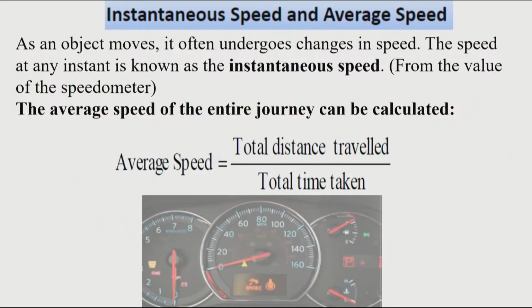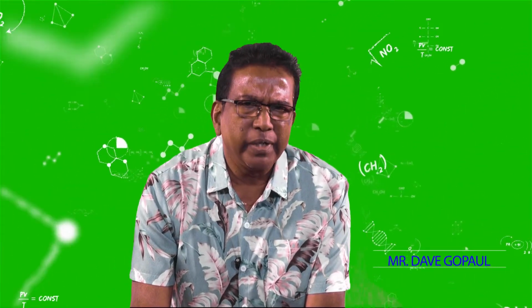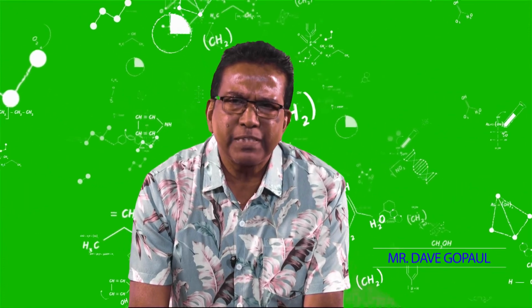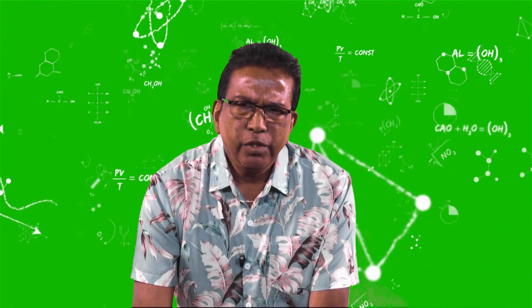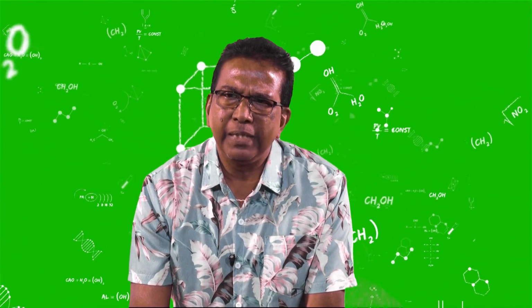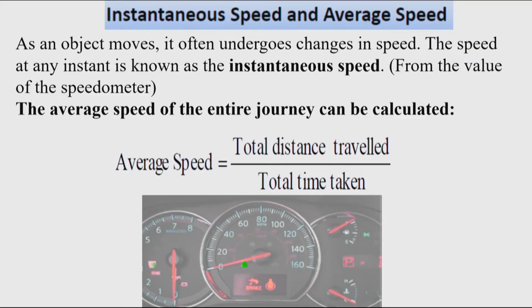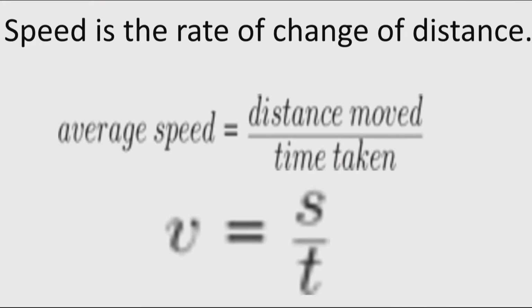Now, when you go to school, either walking or traveling by bus or the car, at any one time, you are not going at the same speed throughout the journey. At times you go faster, at times you go slower. Your speed at any one time is your instantaneous speed. But the speed with which you reach school is taken by the total distance covered divided by the total time, and you get your average speed. Therefore, your average speed is total distance divided by total time.